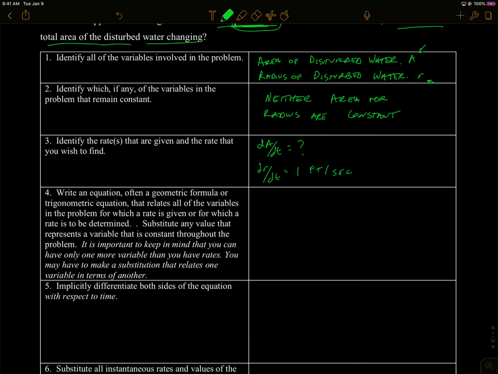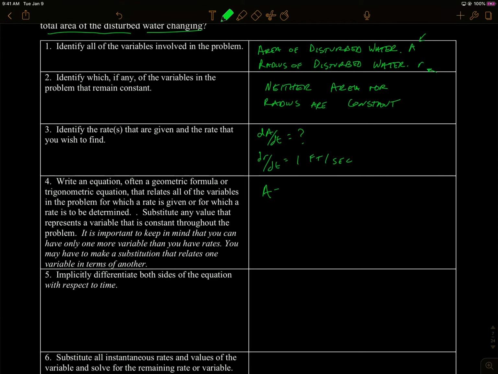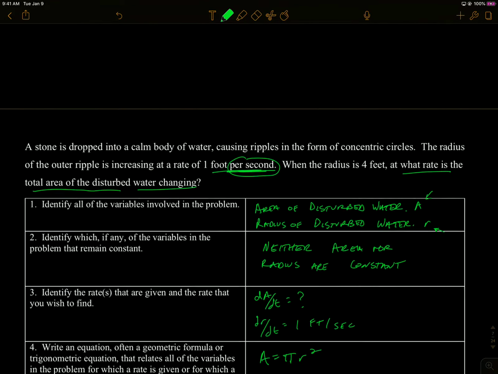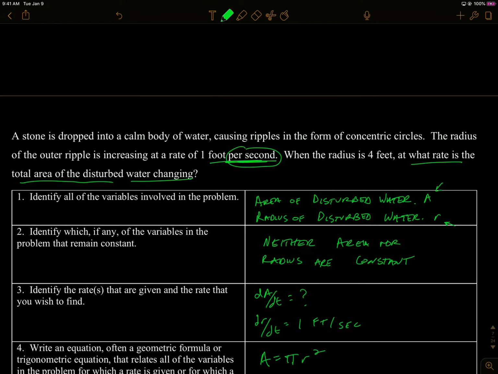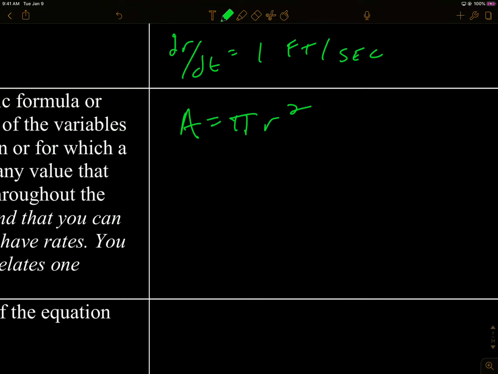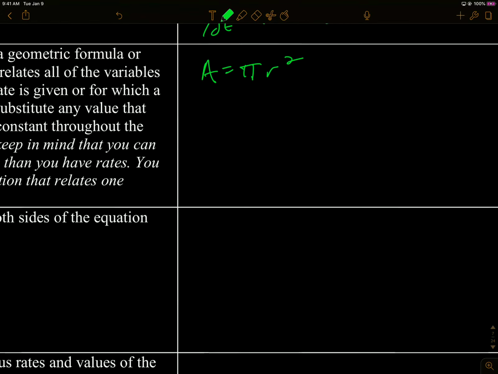So we want to write an equation in this one. The equation we're talking about here is the area of a circle. So when I write the equation, I have to use A and R. I cannot put in numbers for R. Even though it says in the problem when the radius is 4 feet, I don't plug in a 4 for R here because R is changing. We have to wait till after we find our related rates equation, which is the derivative.